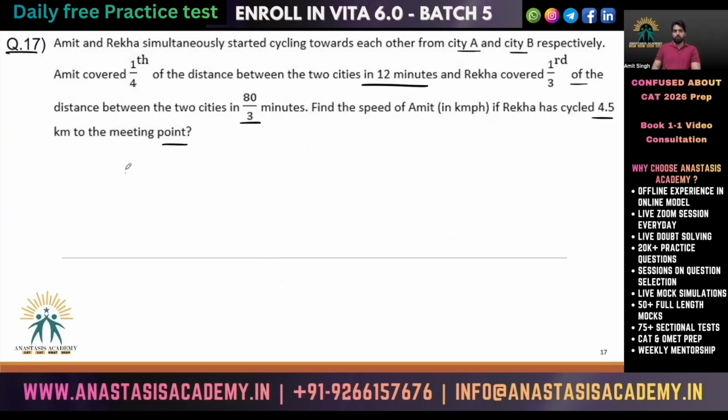Okay, so this is, let's say, the track. They started cycling towards each other from A and B point respectively. Amit is starting from here and Rekha is starting from here, and they started simultaneously. Amit can cover one-fourth of this distance in 12 minutes, right?